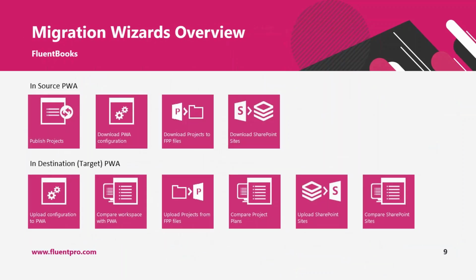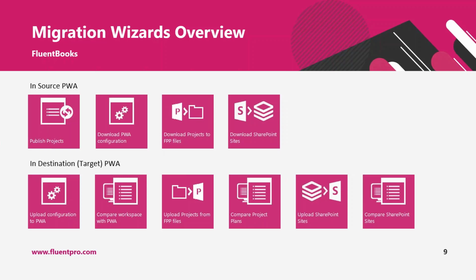So Fluentbooks provides several wizards for migration, and each wizard has its own purpose. Some of the wizards you would use while working with your source PWA, and other wizards you would use while working with your destination or target PWA. And for the download of data, there are 3 wizards that are publicly available.